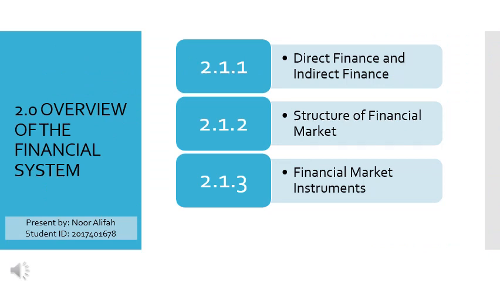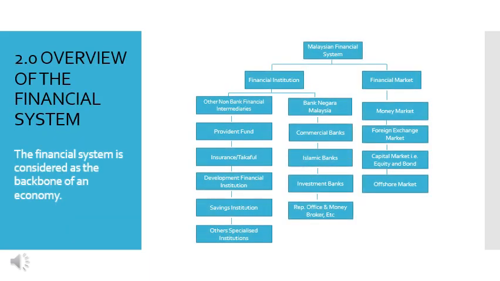We will present for chapter 2 topic, which is overview of the financial system. My name is Nur Alifa and I will present for subtopic in chapter 2, which is direct finance and indirect finance, structure of financial market and financial market instrument. The financial system is considered as the backbone of an economy, and this is shown as in the diagram.